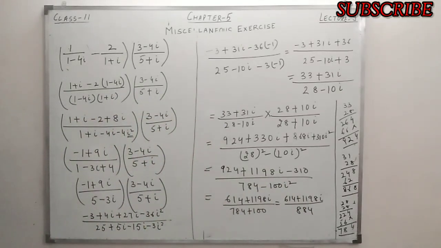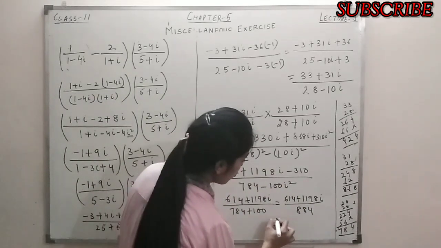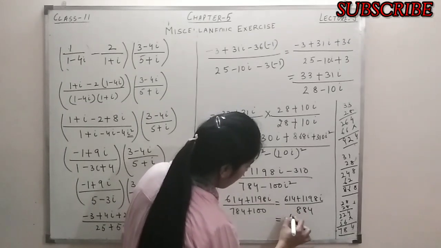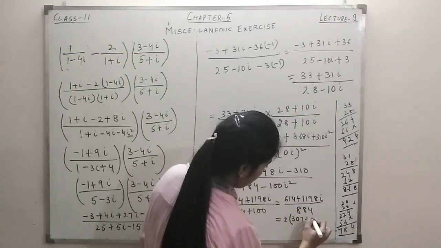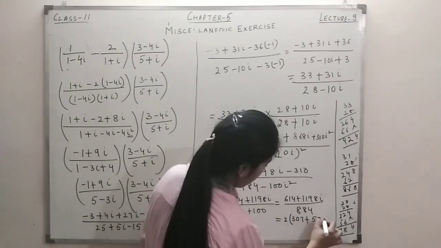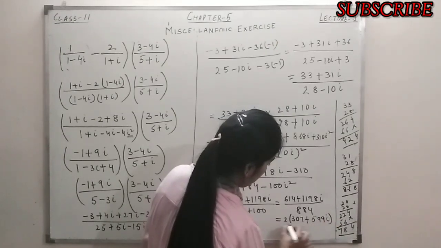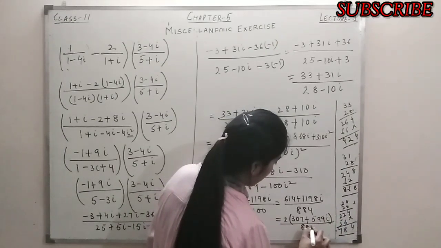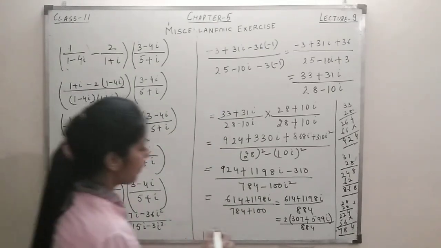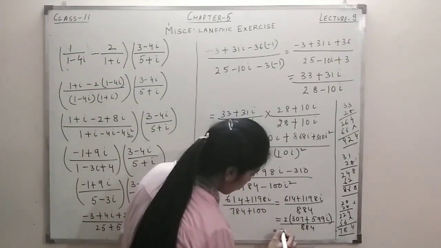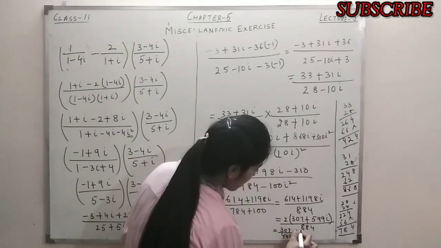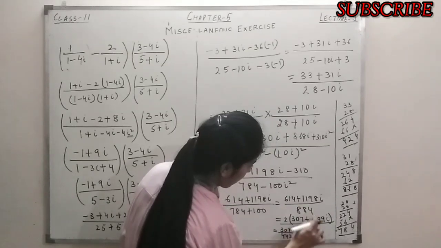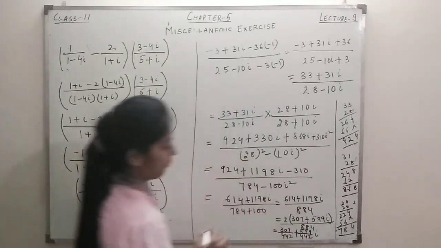Right? Can we simplify it more? We can take 2 common. What we have? We have 307 plus 599i upon 884. Right? Can we simplify this? Can we cancel this too? We will have 307 upon 442 plus 599 upon 442 i. Right?